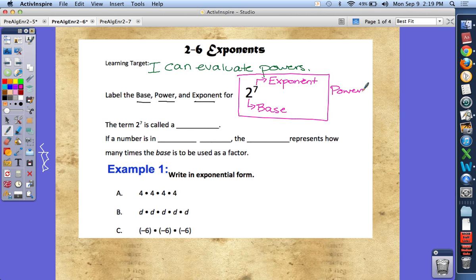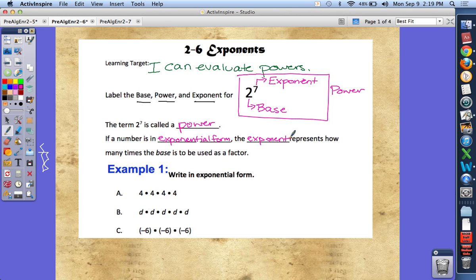Okay, so base is the number that we're talking about. The little number that we raise it to is the exponent. That's going to tell us how many times we have that base being multiplied, and the whole thing is a power. So 2 to the 7th is called a power. If a number is in exponential form, the exponent represents how many times the base is to be used as a factor.